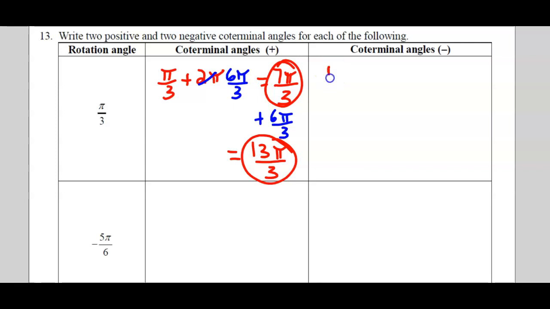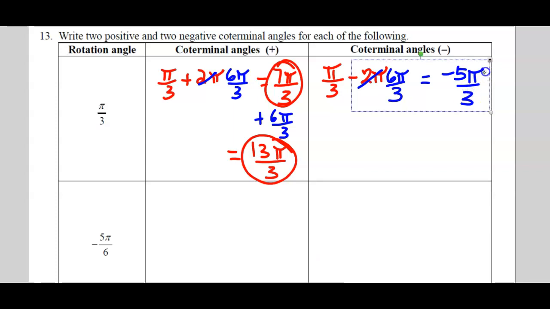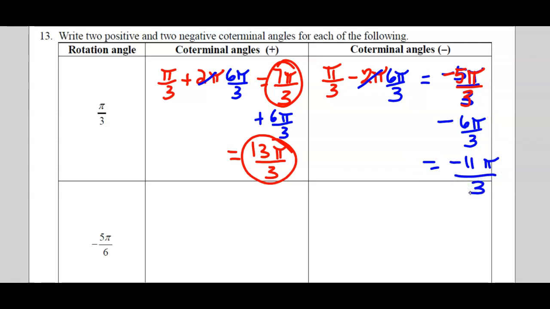For negative, we would subtract, so we'd have pi over 3 minus 2 pi, which again is like subtracting 6 pi over 3. So that would be negative 5 pi over 3. Okay, so then if we subtract another 6 pi over 3, we end up with negative 11 pi over 3. So really, just convert 2 pi to whatever the denominator is. And then you can add or subtract that.